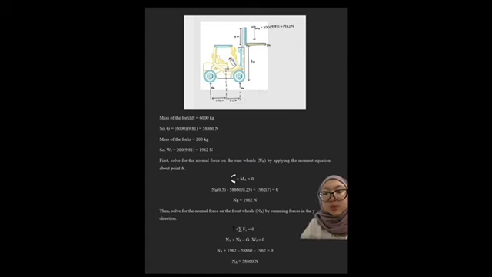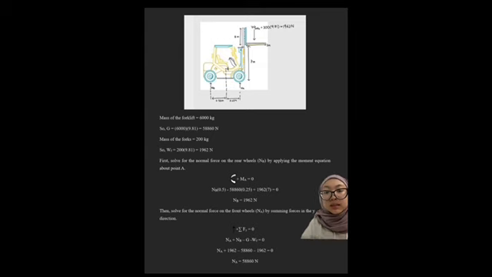Okay, so next, before we determine the main focus, which is the maximum load, we need to find two unknown forces acting on the forklift, which are NA and NB. So we will be calculating NB first by applying the moment equation about point A.